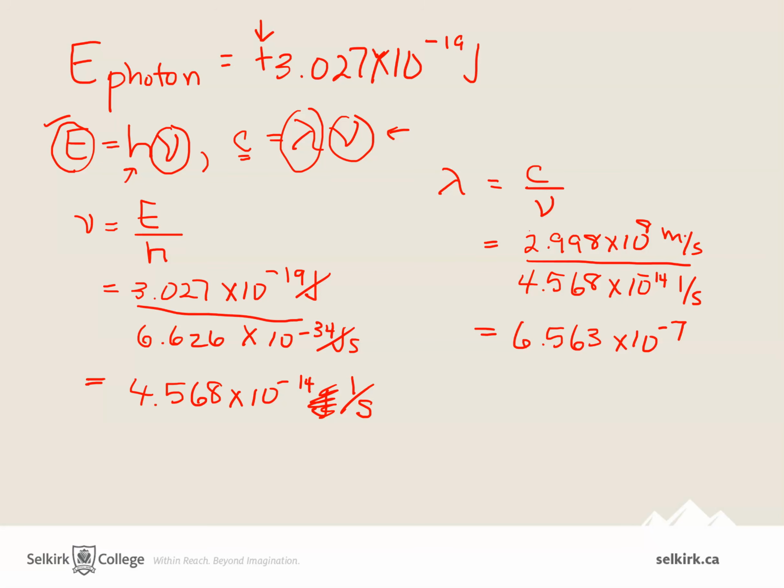1 over seconds in the numerator cancels 1 over seconds in the denominator, leaves me with meters. Hey, that's reassuring. I want a wavelength. Meters are a good unit of wavelength. This is a perfectly good answer to the question. The question was calculate the wavelength associated with it. But I'm trying to sell you a story here, so I'm going to make one more conversion. I'm going to convert that into nanometers.